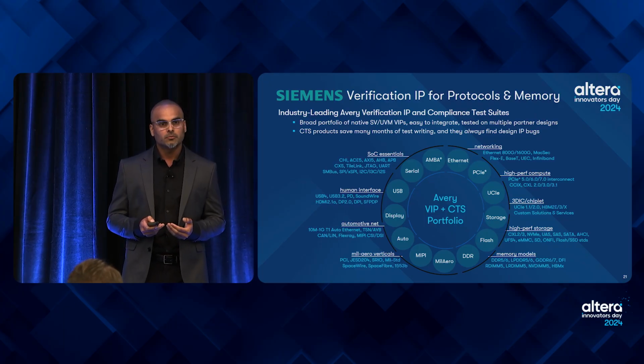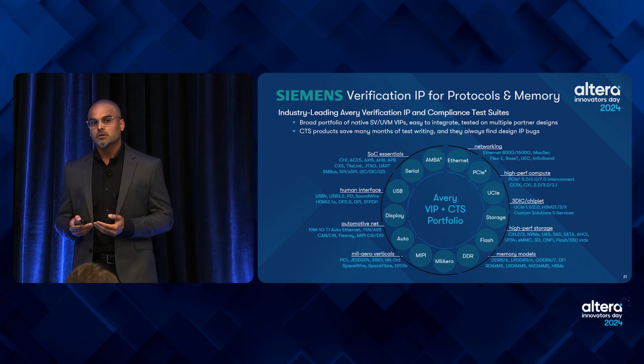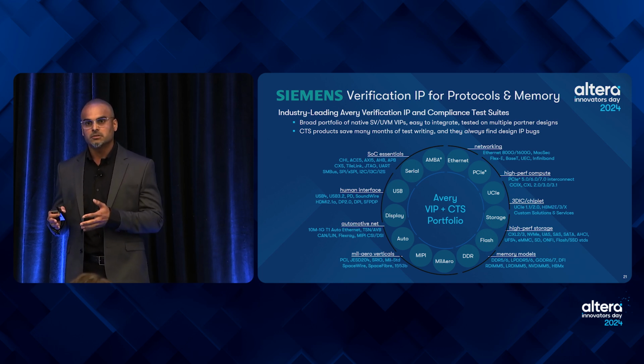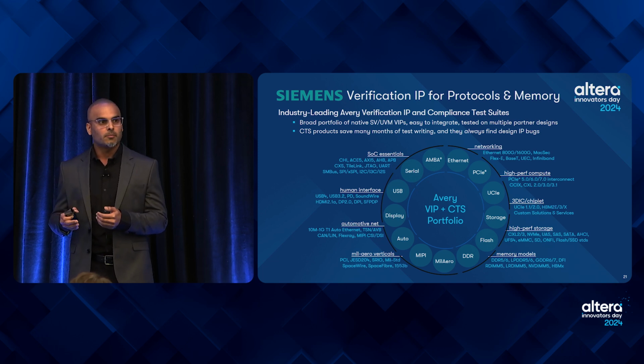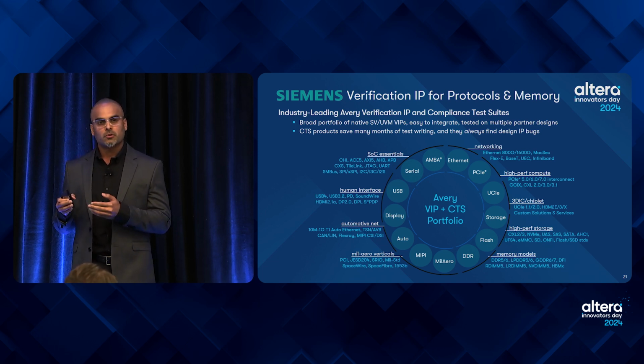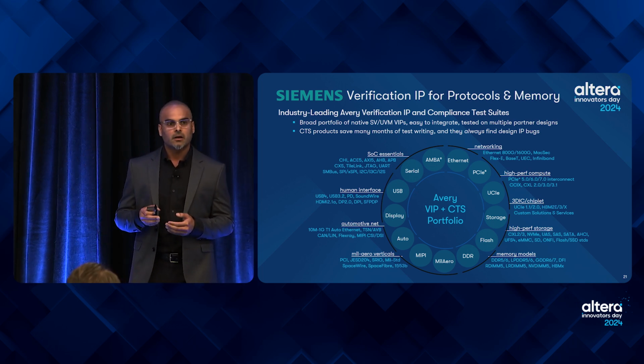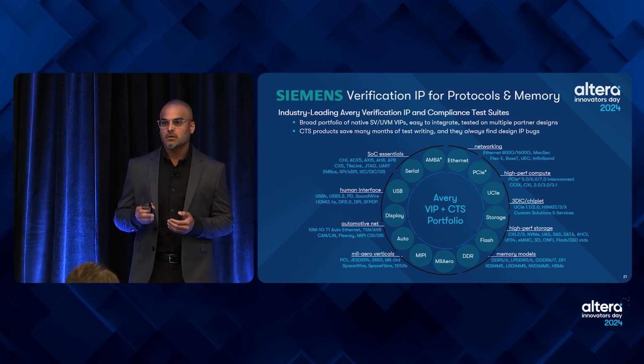Some examples of those protocols: PCIe Gen 6, Gen 7, CXL, UCIe. There is also a compliance test suite product available with verification IP that will help you save months of test writing. So the focus for engineers is not to write test cases and stabilize your test bench, rather use the CTS, which is a compliance test suite product, to focus more on RTL debug and find bugs, right? And we have seen time and again that our compliance test suite has found multiple IP bugs.